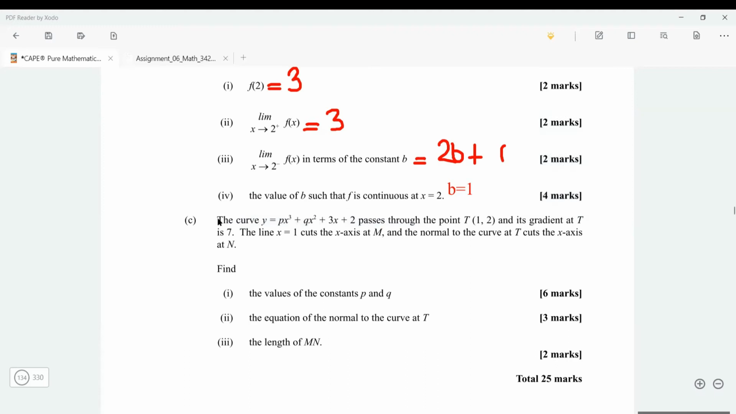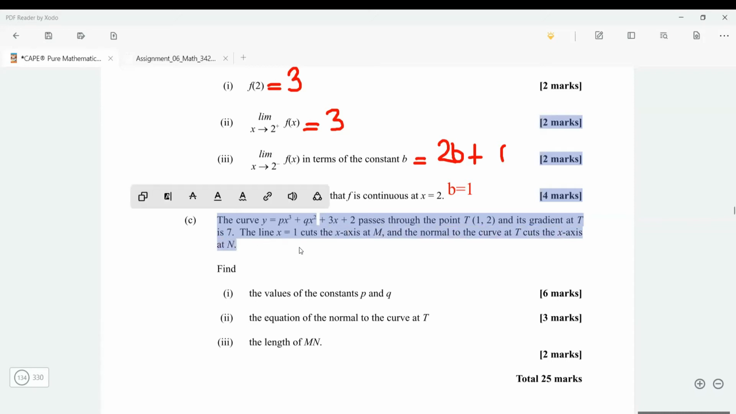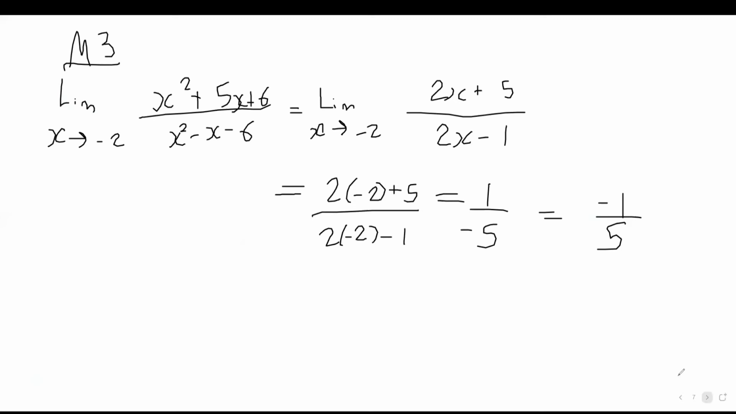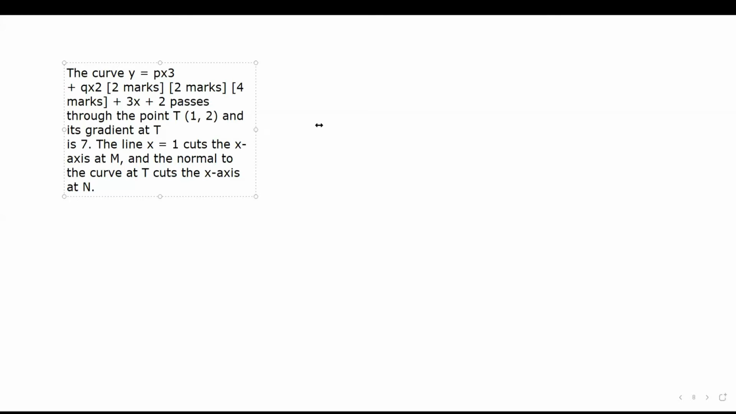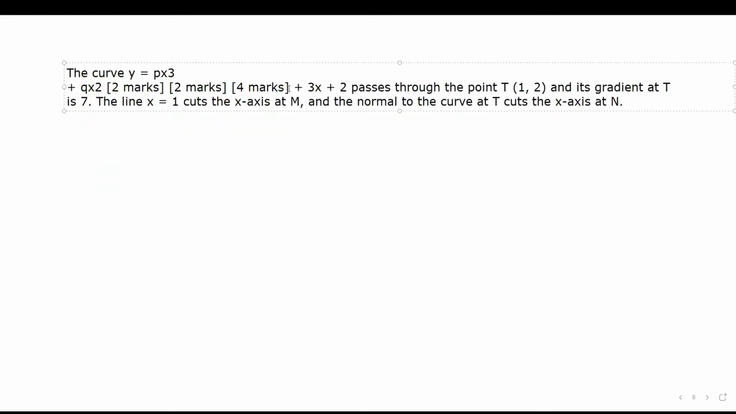It tells us that the curve passes through the point T, which is (1, 2), and it has a gradient of 7 at T. They tell us that the line x equals 1 cuts the x-axis at M, and the normal to the curve at T cuts the x-axis at N. So the first thing we need to do is find p and q. All right, so let's go ahead and do that. We're just going to remove these 4 marks right here and the 2 marks so it doesn't mess up what we have.